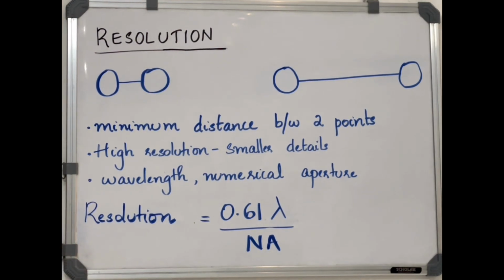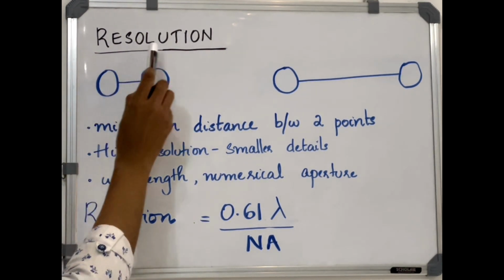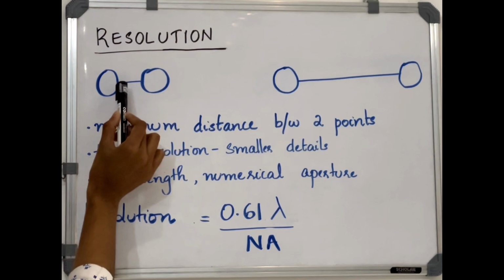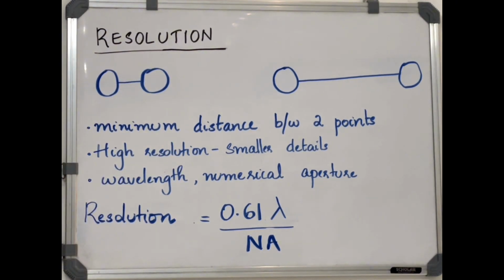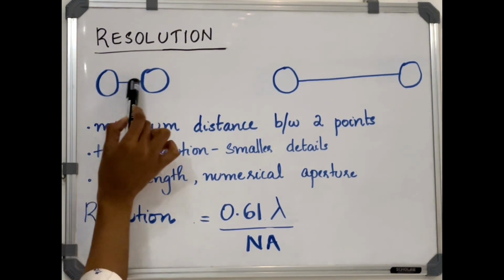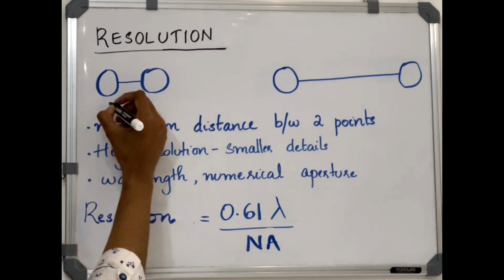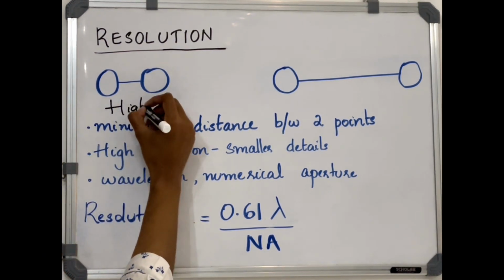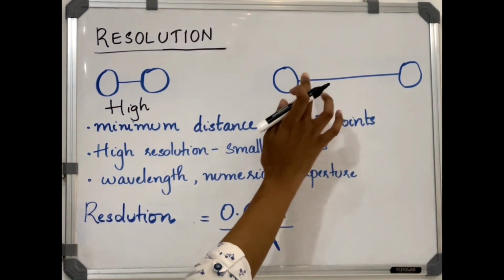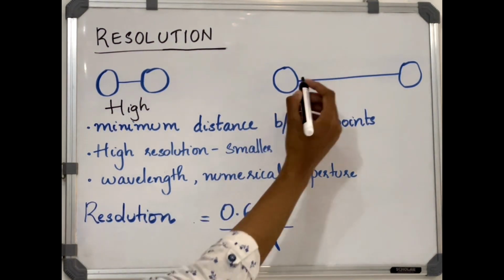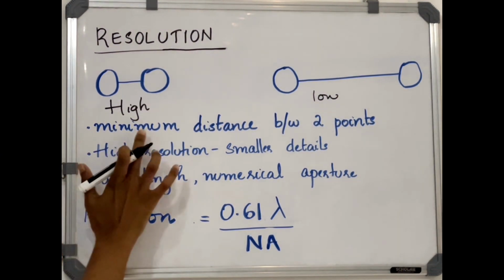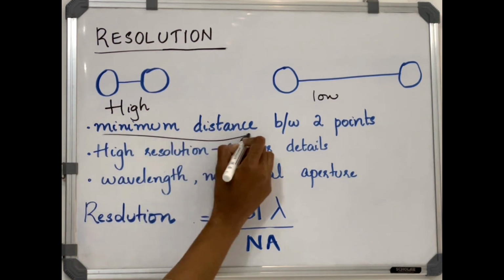So there is another important term that is associated with a microscope, that is resolution. Now you can see here there are two objects separated by a very small distance. Now, if the microscope has the ability to distinguish these two objects that are separated by a small distance, then that microscope is said to have a high resolution. Whereas, if the microscope can only distinguish two objects that are separated by a large distance, then that microscope has a low resolution.